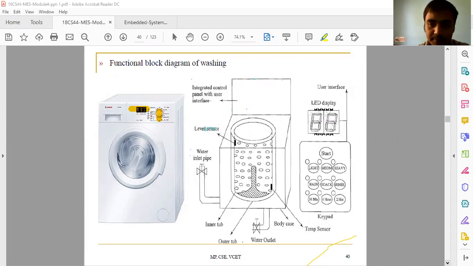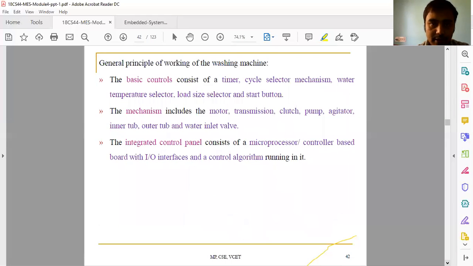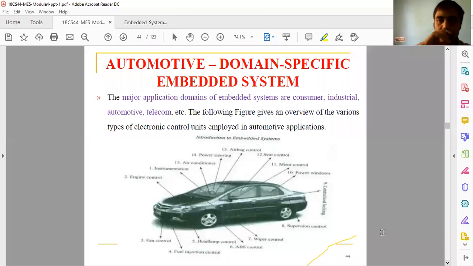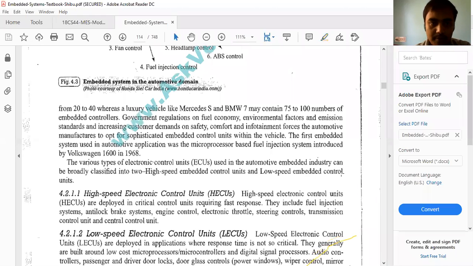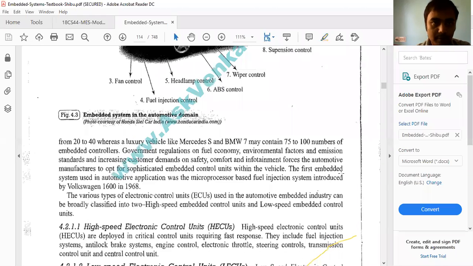Next, we'll move to another application, that is automotive domain specific embedded systems, right? He has taken a car that is a higher end or higher version car. In the textbook he has given the name of the manufacturer also. Okay, just observe.